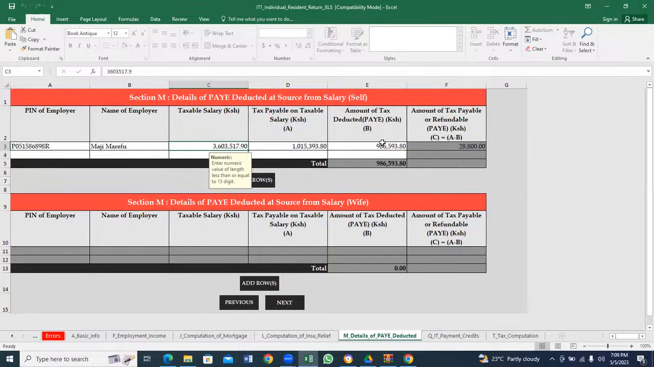Yeah, everybody, as long as you are contributing NHIF, you get relief. As long as you are contributing, you will always get relief. You will always be able to get an NHIF relief.